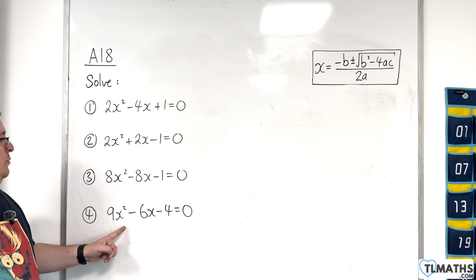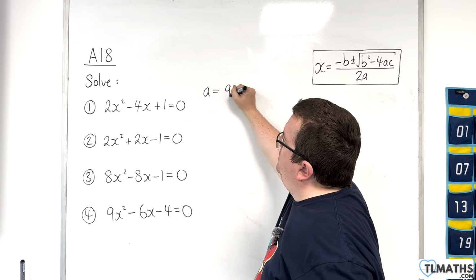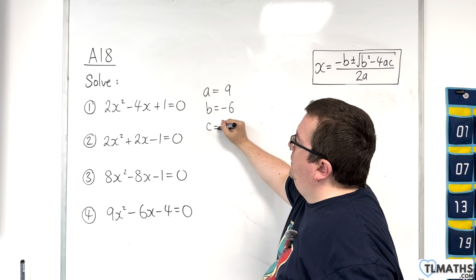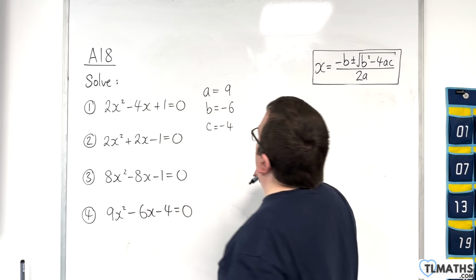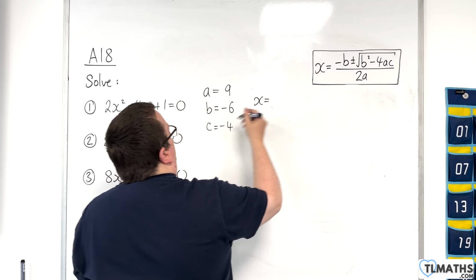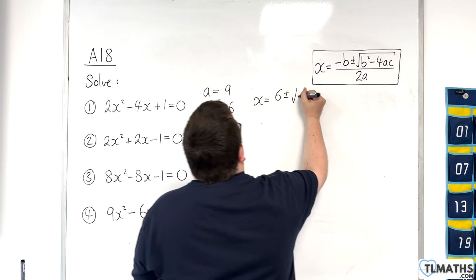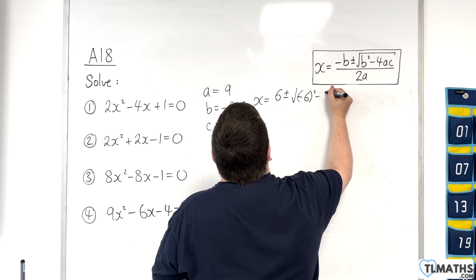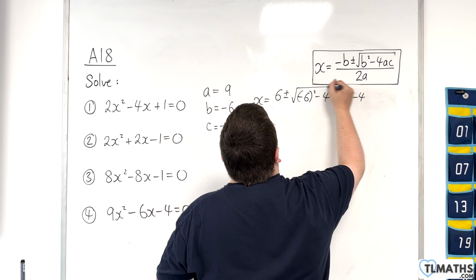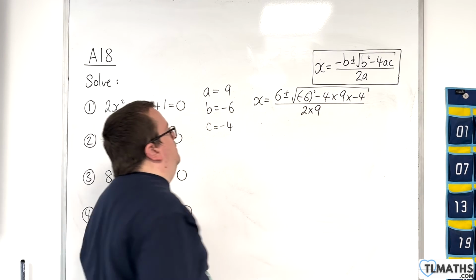Right, last one, number 4. A is the coefficient of x squared, which is 9. B is the coefficient of x, which is minus 6. C is the constant term, minus 4. So x is equal to minus b, so minus minus 6, so positive 6, plus or minus the square root of b squared, so minus 6 squared, take away 4 times a times c. All over 2a, so 2 lots of 9.